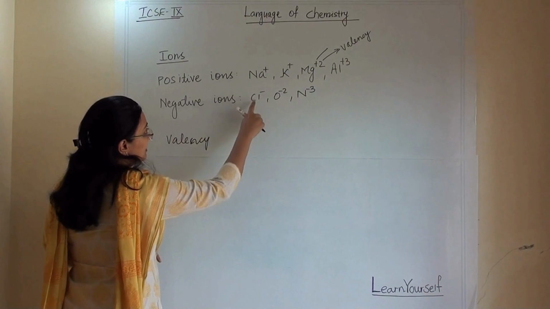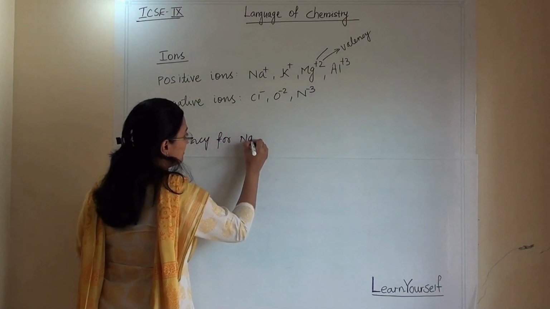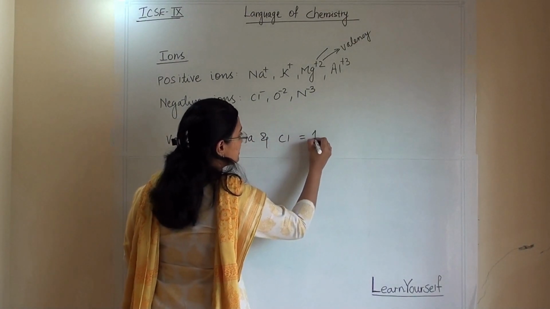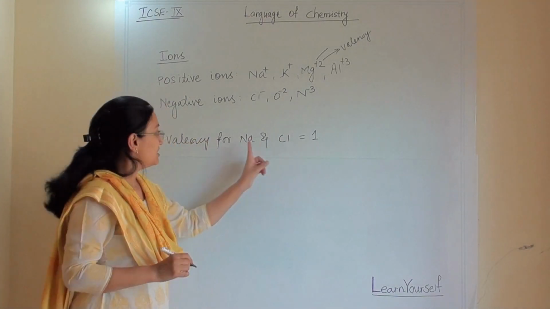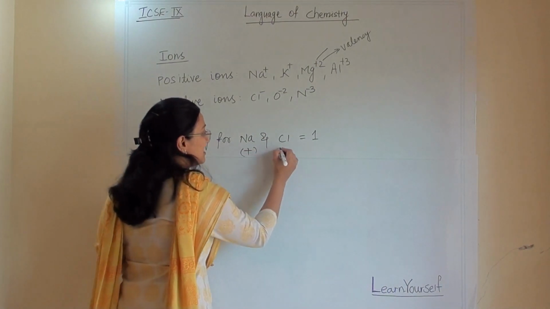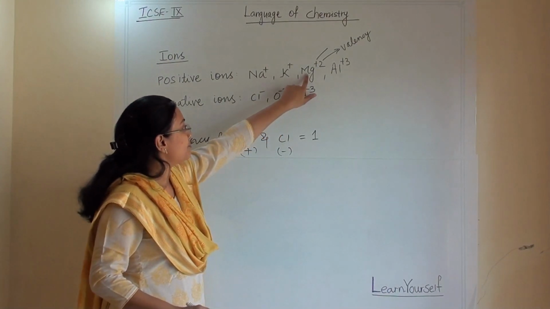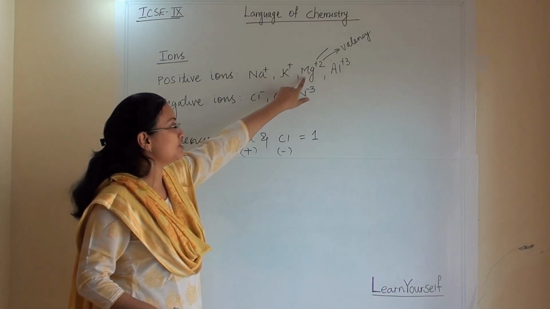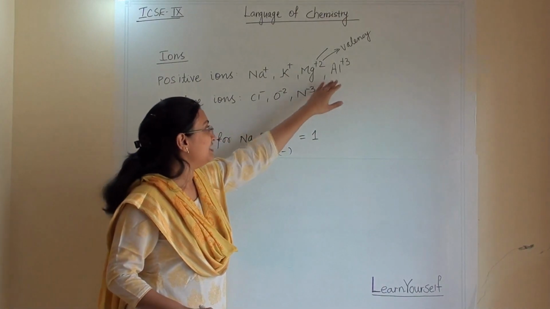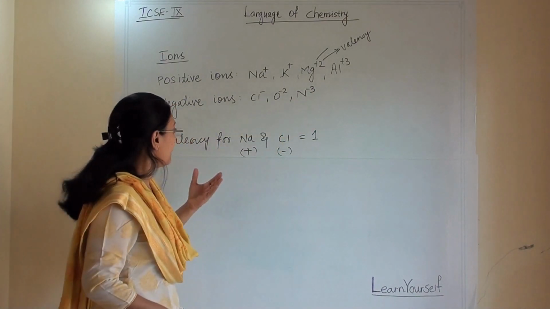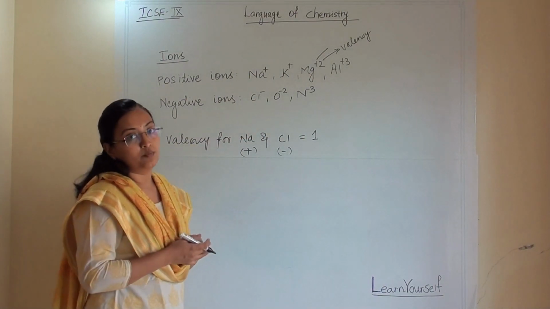that the valency for sodium and chlorine is 1. The valency remains the same for sodium and chlorine, but sodium is a positive ion whereas chlorine is a negative ion. Similarly, the valency for magnesium and oxygen is 2, but magnesium is a positive ion whereas oxygen is a negative ion. And similarly for aluminium and nitrogen. From these ions, we are going to write a molecular formula.